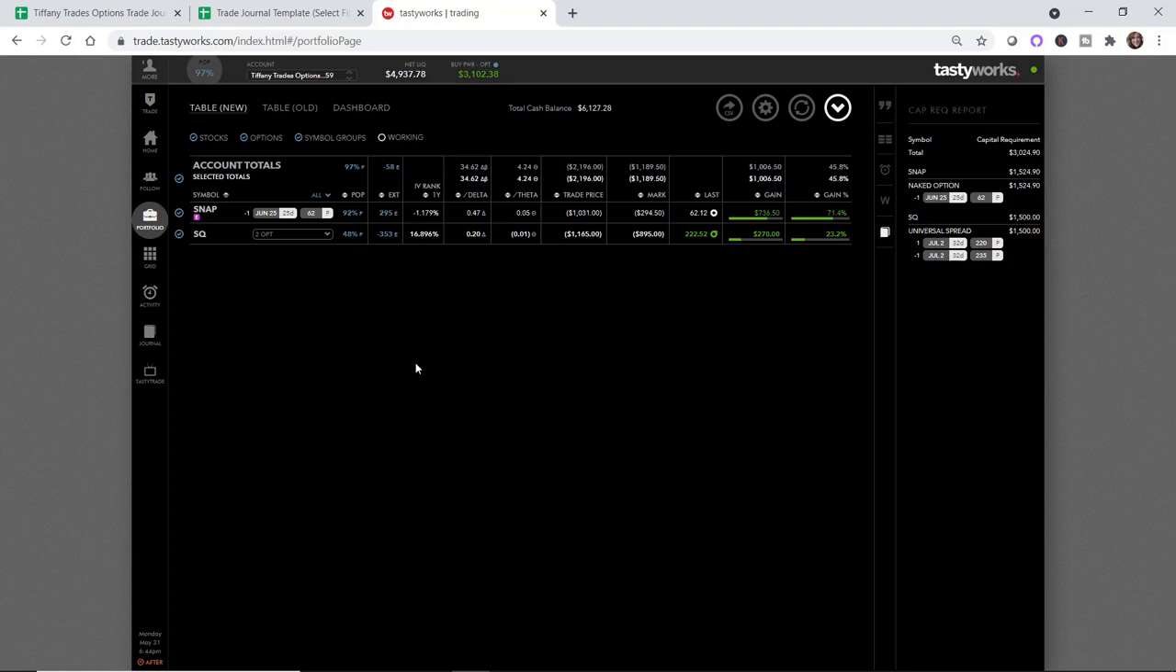And of course, you are not obligated to use this. You can modify, you can add, you can delete, you can use something totally different. But I think that logging your trades is pretty important.